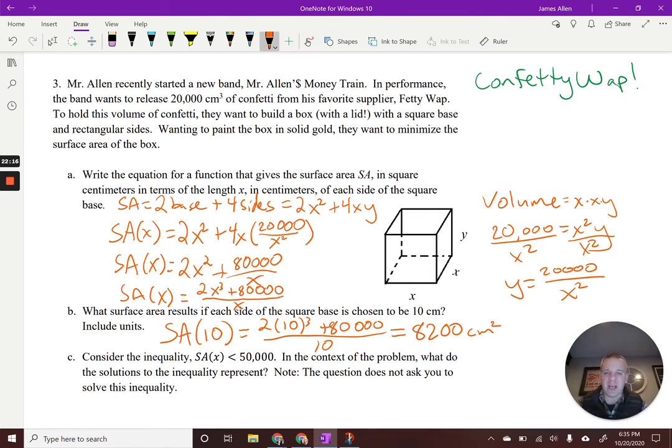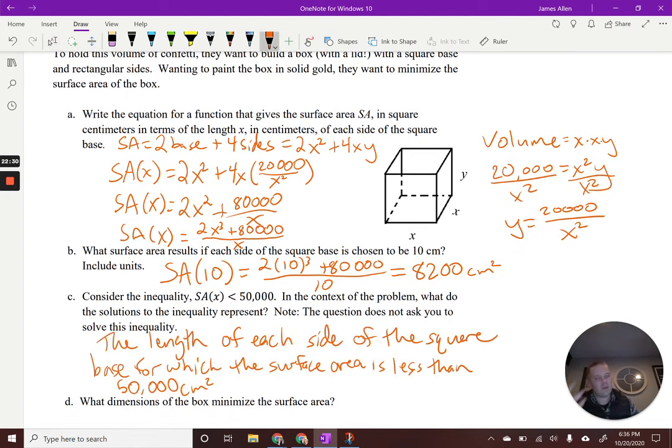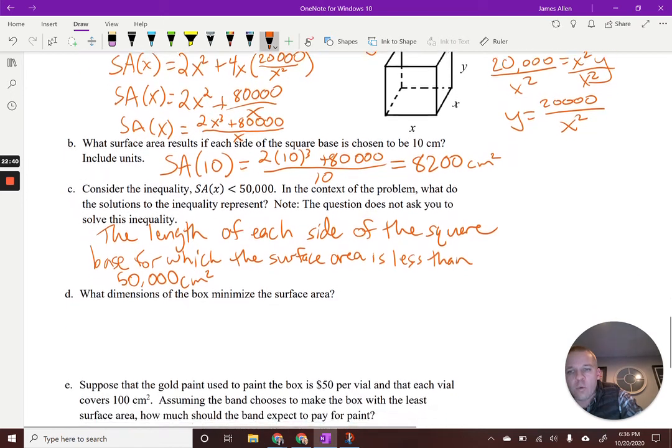So if I were to solve it, I would get some x values for when the surface area is less than 50,000. Well, what are those x values? Those are the lengths of the base. So there we have it. That's what it represents. Formally written down, the length of each side of the square base for which the surface area is less than 50,000 centimeters squared.